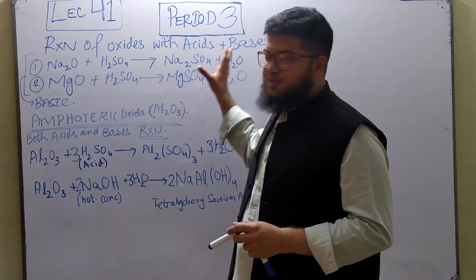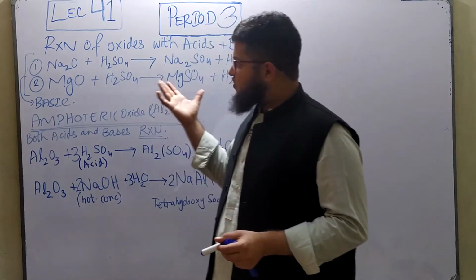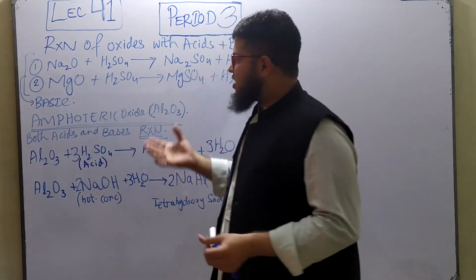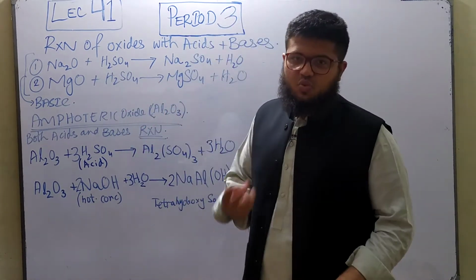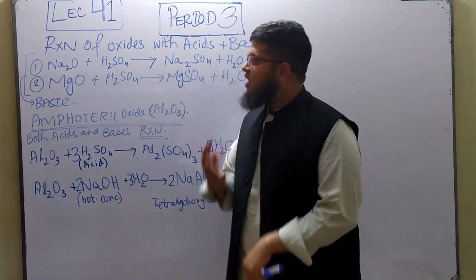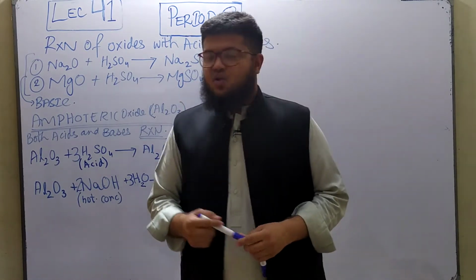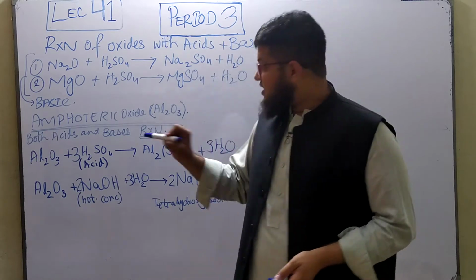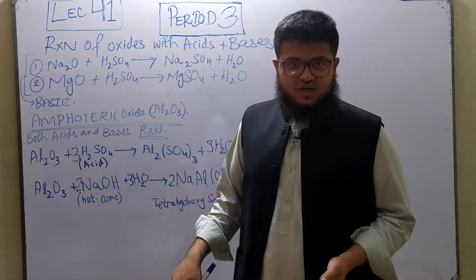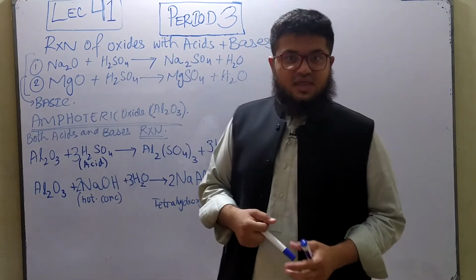Okay, so we were doing period 3 and we did a few reactions before this lecture: reaction of the elements with oxygen, elements with water, oxides with water. Now we are doing reaction of oxides with acids and bases, and in this lecture we are going to look at the types of oxides as well and the products that they make and the equations as well.